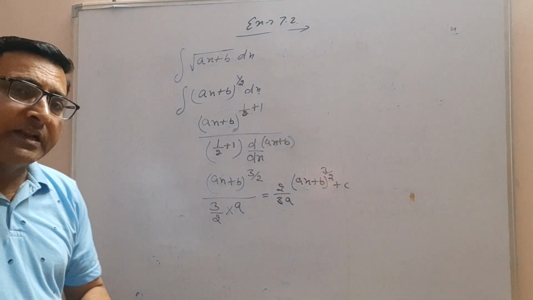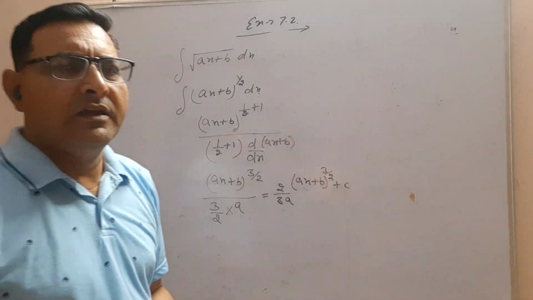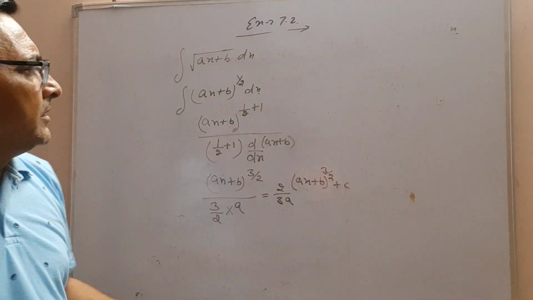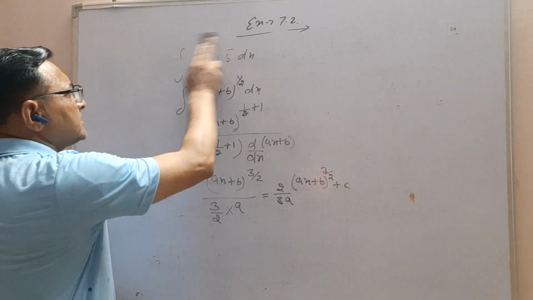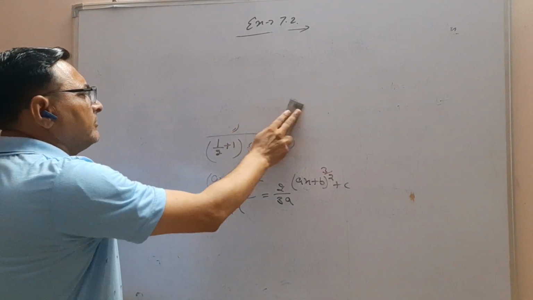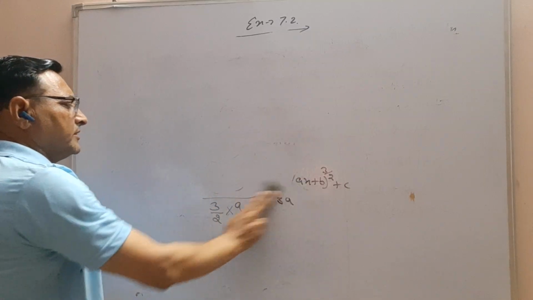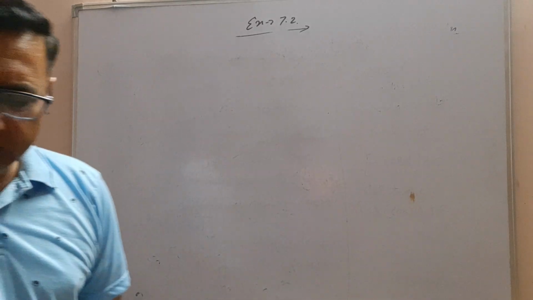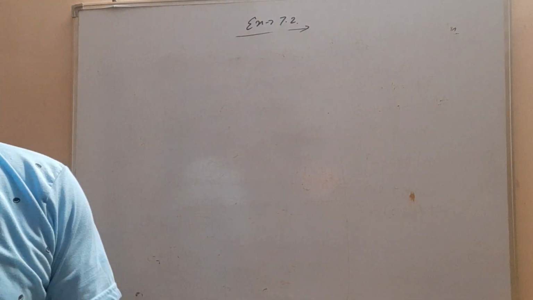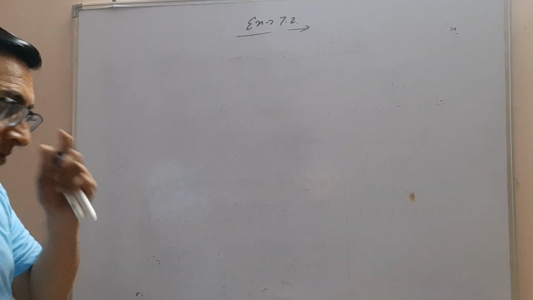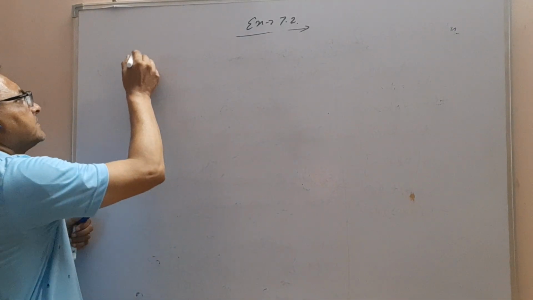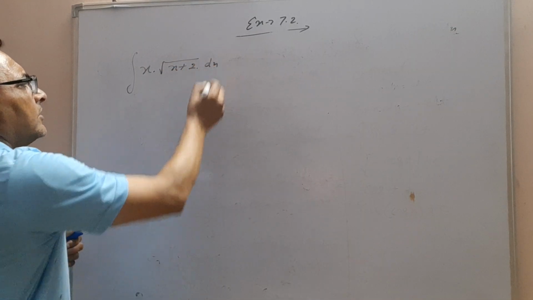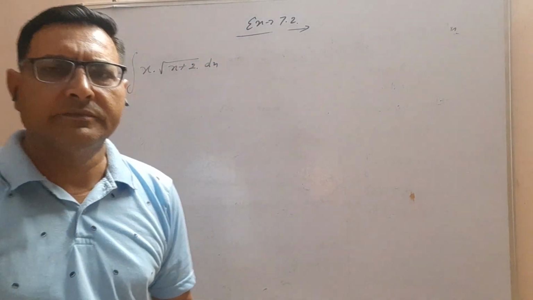In this exercise there are 3 to 4 types of questions which are very different. Up to this, the questions are of the same type, where we have to identify the function whose derivative is given in the statement. But now the question is x under root x plus 2. There are two functions, x into under root x plus 2. How will you solve these types of questions?